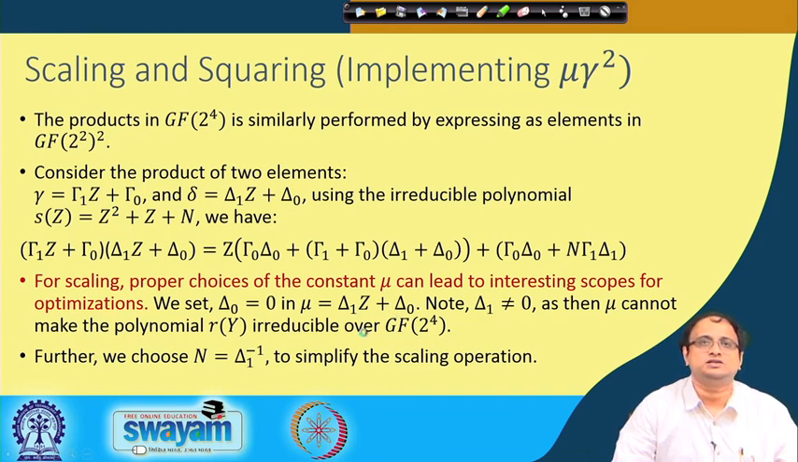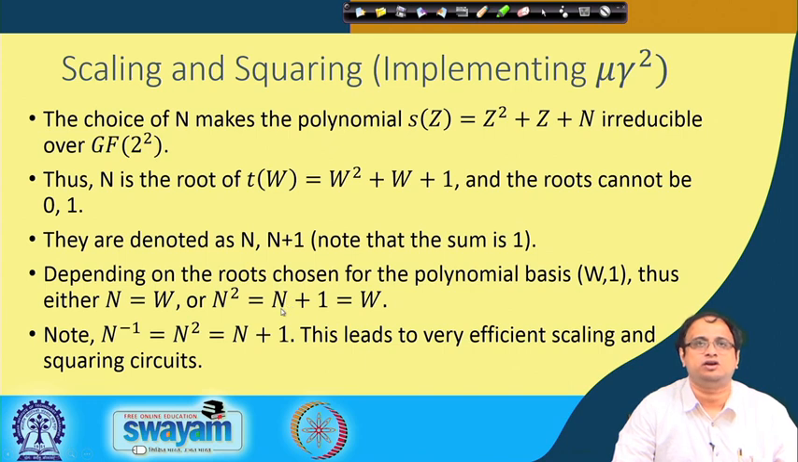With these inputs, when I am trying to do a scaling and squaring operation, you can observe that the choice of N also cannot be arbitrary. The choice of N has to be such that it makes this polynomial S(z), which is equal to Z squared plus Z plus capital N, irreducible over GF(2^2). Note that for that purpose N has to be a root of the polynomial T(w), when you are expressing GF(2^2) in terms of GF(2). That means you are expressing it as elements of GF(2) now.